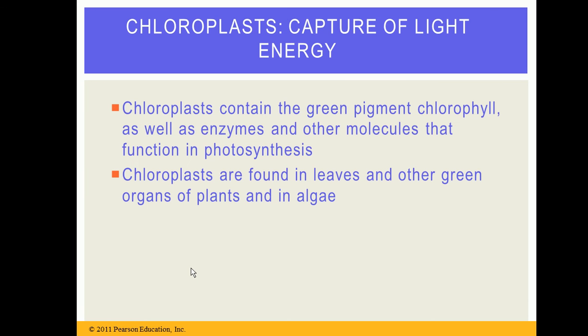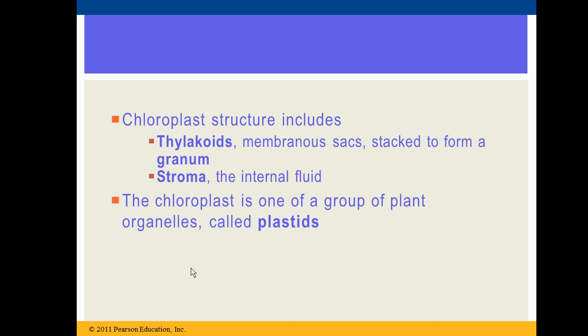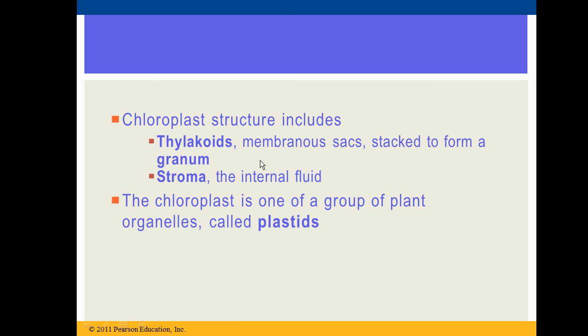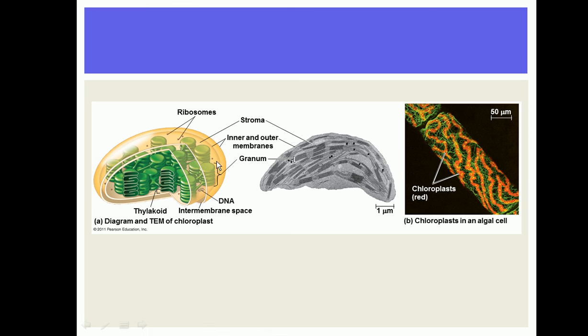And next is your chloroplasts. So chloroplasts also have two membranes, outer and inner ones. And inside the chloroplast, these are the outer membrane and inner membrane, and they have these membranes that they call thylakoids. Thylakoids are membranous sacs, and they are stacked to form a granum. So these are thylakoids.